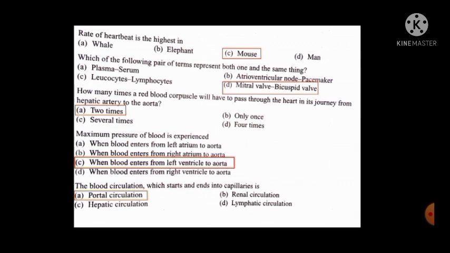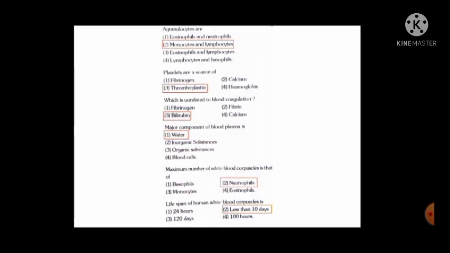Blood circulation which starts and ends in capillaries is portal circulation. Agranulocytes are monocytes and lymphocytes. These are the types of WBCs, classified as granulocyte and agranulocyte. Granulocytes contain eosinophils, basophils and neutrophils, whereas agranulocytes contain monocytes and lymphocytes.